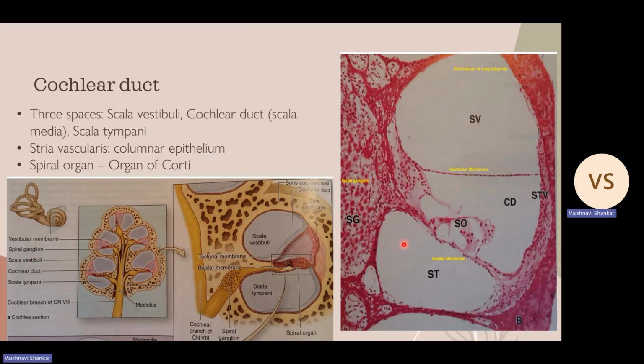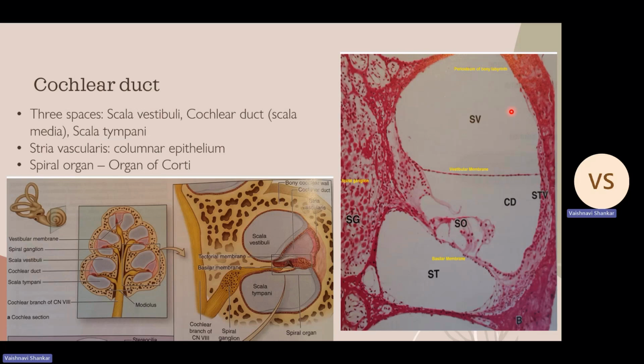The cochlea contains three spaces: scala vestibuli, cochlear duct or scala media, and scala tympani. The cochlear duct contains endolymph and ends at the apex of the cochlea. The other two spaces contain perilymph and are one long tube beginning at the oval window and ending at the round window. Along its length, the cochlear duct is separated from the scala vestibuli by the vestibular membrane. It's a thin structure consisting of a basement membrane with simple squamous epithelium on each side, facing the cochlear duct from one side and scala vestibuli from the other.